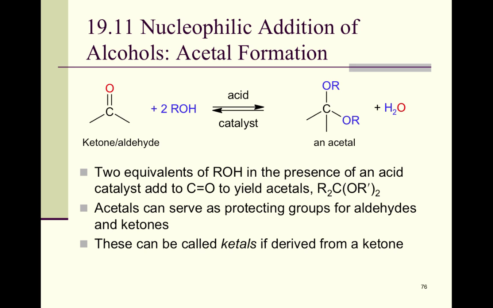The acetals, we can actually use those as a protecting group for aldehydes and ketones. So what we can do is convert our aldehyde or ketone to an acetal, which is less reactive. It can undergo other kinds of reactions, and then you can go back and reverse and get your aldehyde or ketone back. If you start off with an aldehyde, then what you form is an acetal. If you start off with a ketone, then you form what's called a ketal.